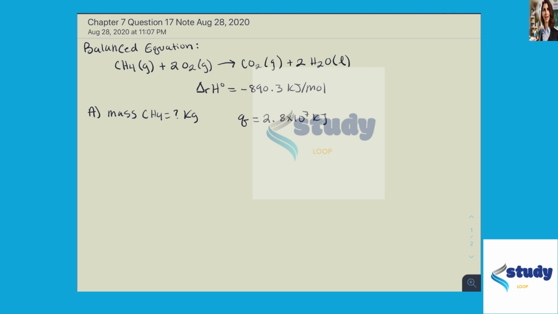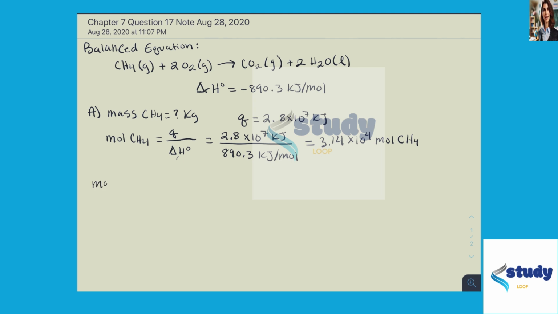So first, to start out this problem, we need to find out how many moles of methane that we have. The moles of our methane will be equal to the amount of heat that was liberated from the reaction divided by our enthalpy of the reaction. So 2.8 times 10 to the 7th kilojoules, and we're going to divide that by 890.3 kilojoules per mole. So when we calculate this out, we'll have 3.14 times 10 to the 4th moles of methane.